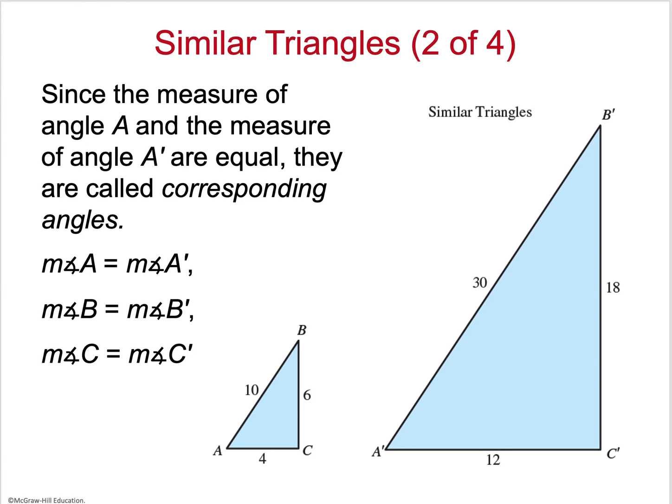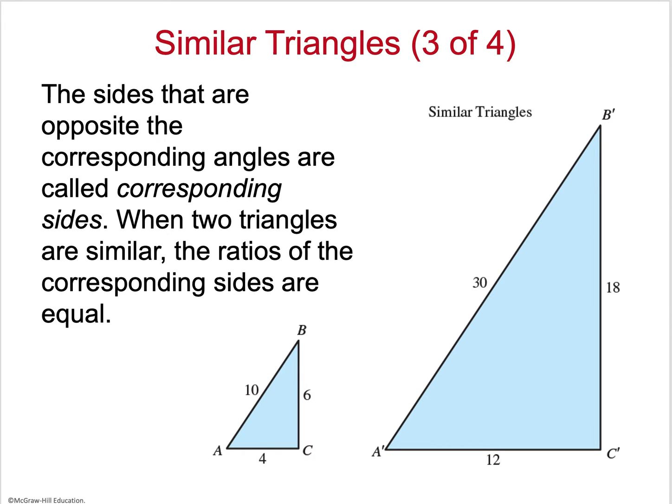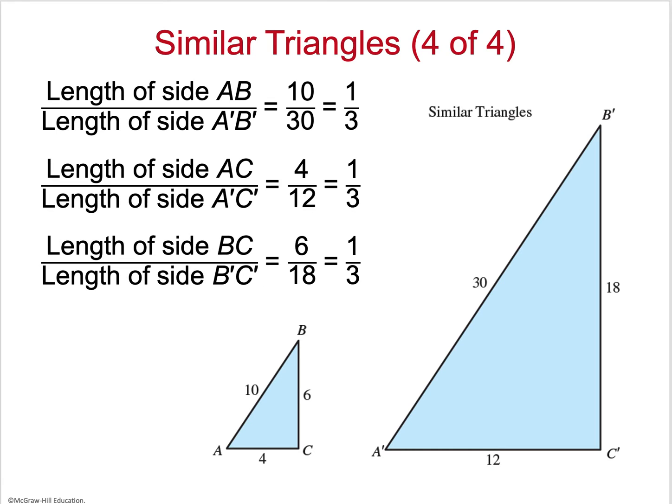If two triangles are similar, then their angles are equal. So if I tell you these two triangles are similar, the measure of A is 40, what is the measure of A prime? The answer is 40, because the angles that correspond have the same values. Now the sides are not going to be equal. They are going to be approximately similar.